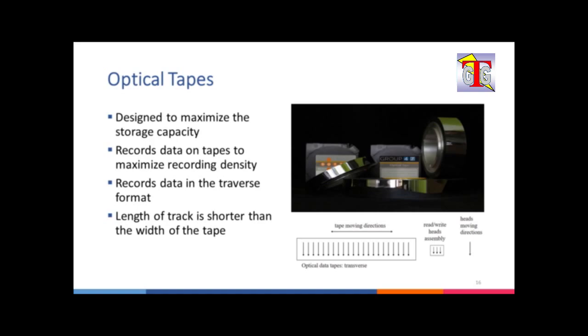Optical tapes are designed to maximize the storage capacity of a media unit. Optical tape records data on tapes using a laser beam to maximize the recording density. Most of the recording surface is wound and hidden using a tape form. Unlike magnetic tapes, optical tapes record data in the transverse format as shown in the figure below.